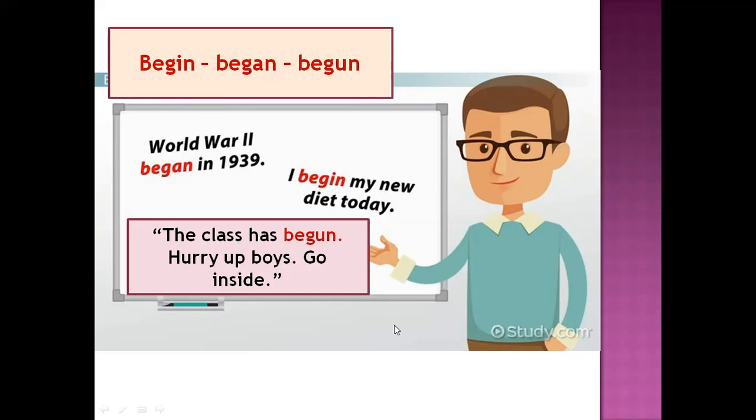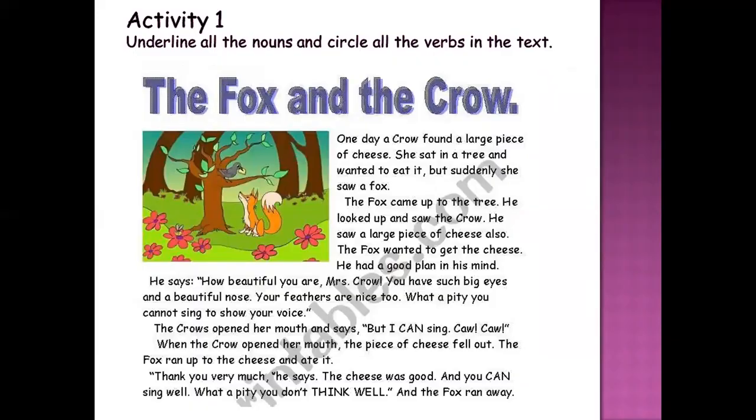Good. Now, can you remember what you mean by nouns? Nouns are naming words and verbs are action words. Okay, this is your first activity. In this text, you are going to underline all the nouns and circle all the verbs. Here I have given a very familiar folk tale, that is The Fox and the Crow. In this story, you will find many nouns and verbs. So what you are going to do is find them out and list them out.